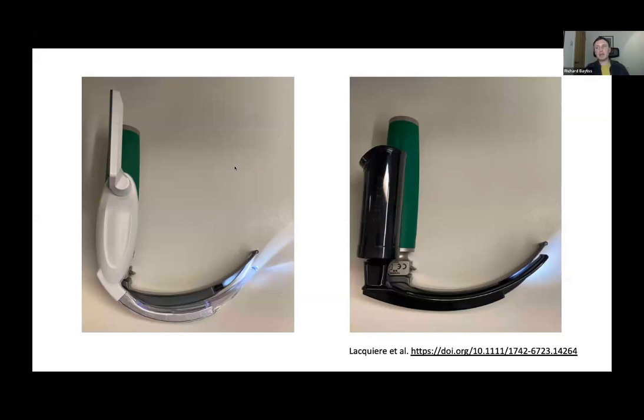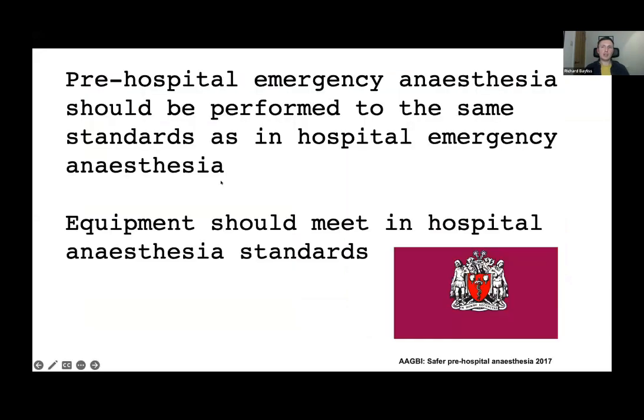So let's have a think about the relevant guidance and how we apply that to our own care. This is from Safer Pre-Hospital Anaesthesia, which is the current overarching guideline for pre-hospital emergency anaesthesia in the UK. And I think these are the guiding principles that I think about whenever I think about emergency anaesthesia outside the hospital. We should be performing to the same standards out of hospital as is provided in hospital. And that should mean that our equipment should also meet those same standards.